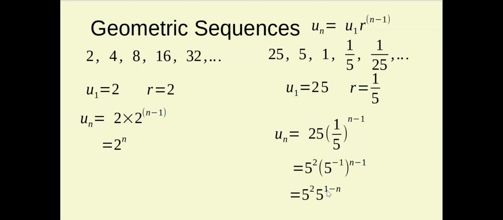So -n plus 1 is 1 minus n. And when I add those two together, I'll get 5 to the 3 minus n. Okay, so have a look at that carefully. Make sure you see where each step comes from.